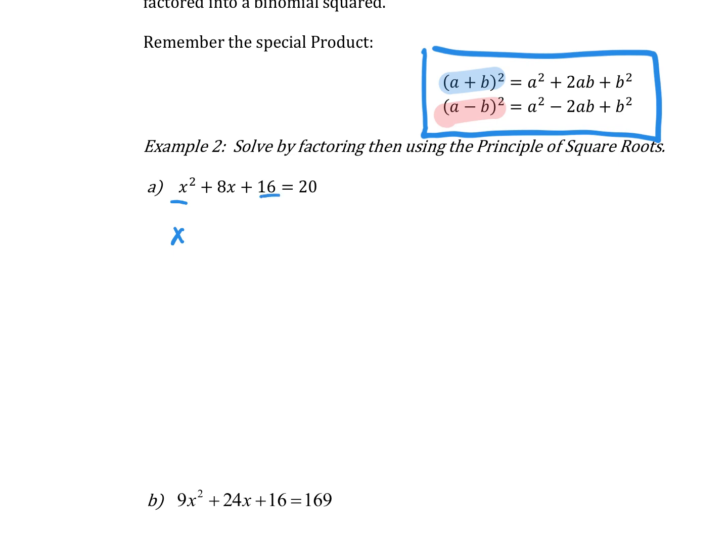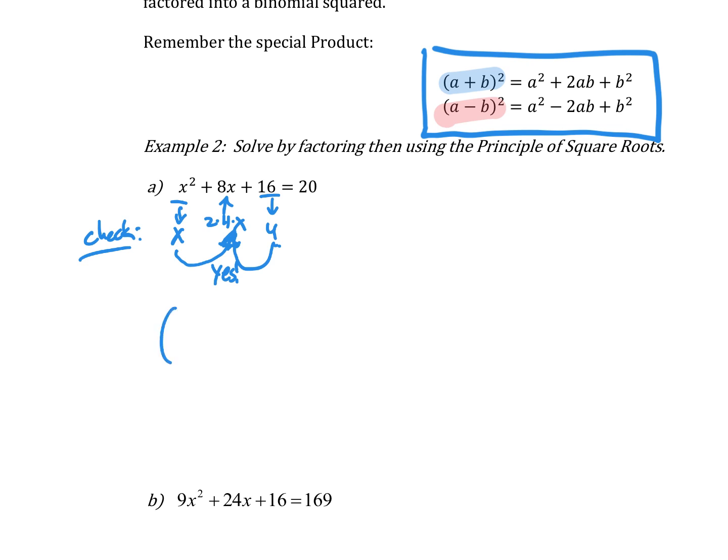Is this a perfect square? Yes, it's 4. Okay, so if we square root those, this is just checking. We're checking to see if it's a perfect square. All right, so if that's our A and that's our B, then the question is, is this 2AB? What's 2 times 4 times x? Is it 8x? Yes. Okay, so it is a perfect square trinomial.